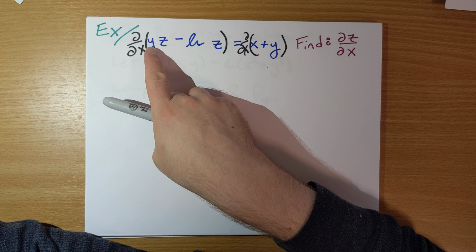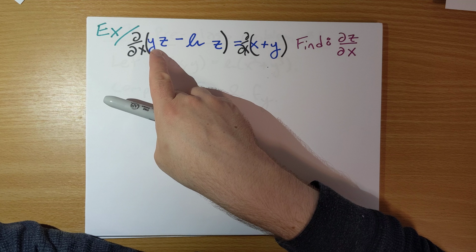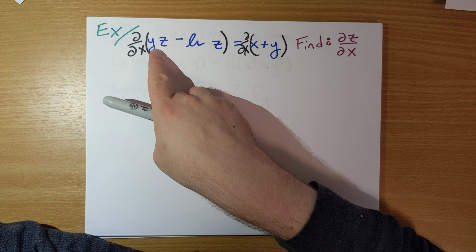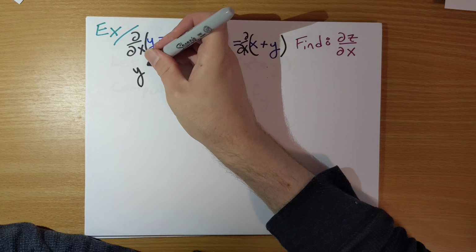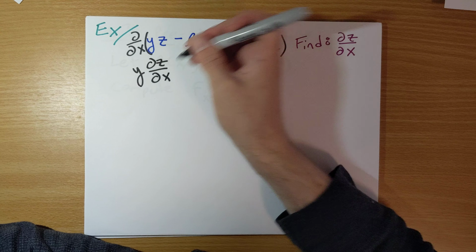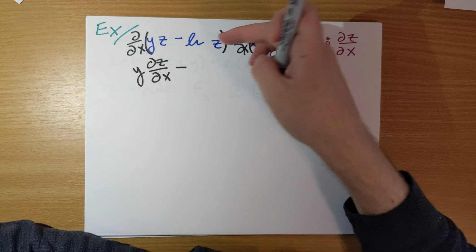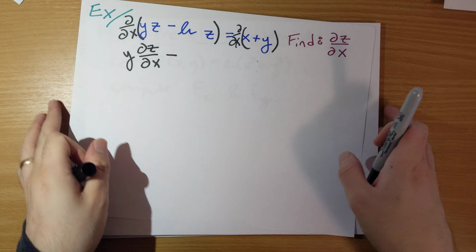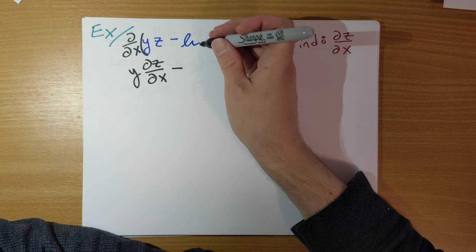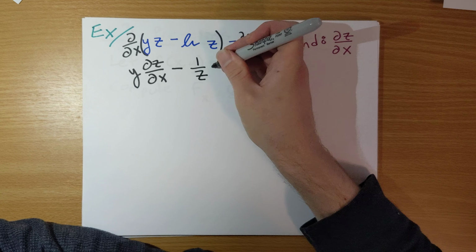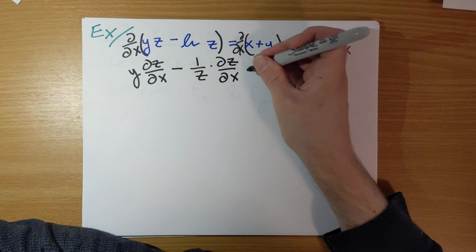So the first thing is that we have the derivative with respect to x of y times z. We're going to once again think of y as a constant here. So the derivative of a constant times z with respect to x is just going to be y times dz dx. Then the next term is the derivative of natural log of z with respect to x. And so the derivative of natural log of z is 1 over z, but then we also have to multiply by the partial derivative of z with respect to x.